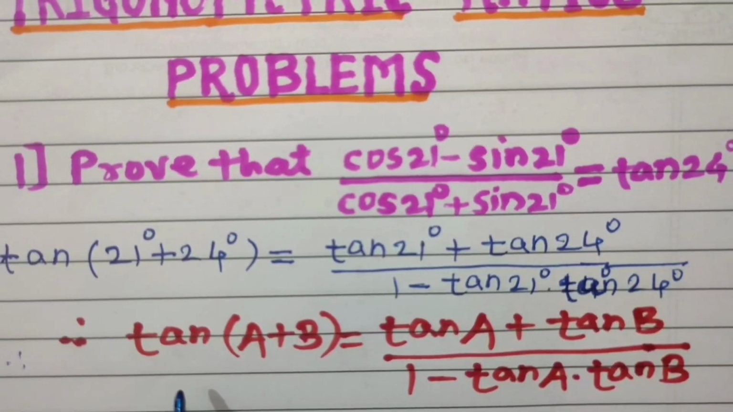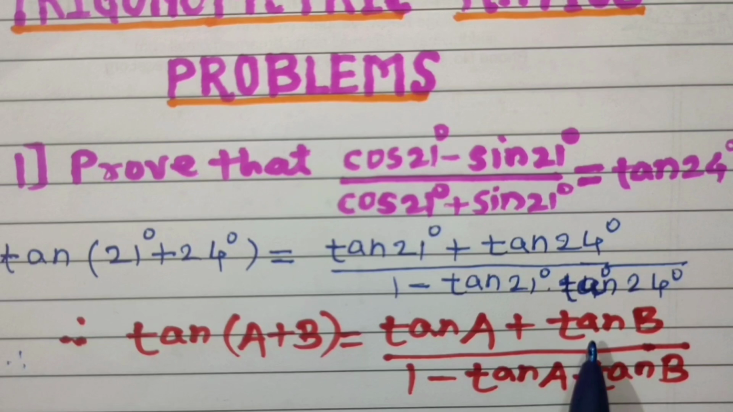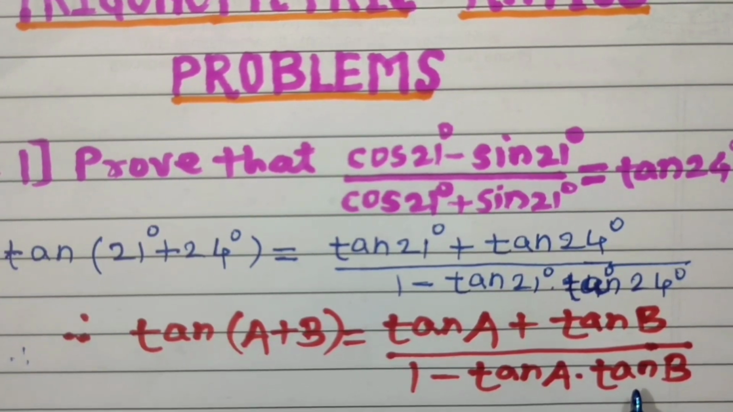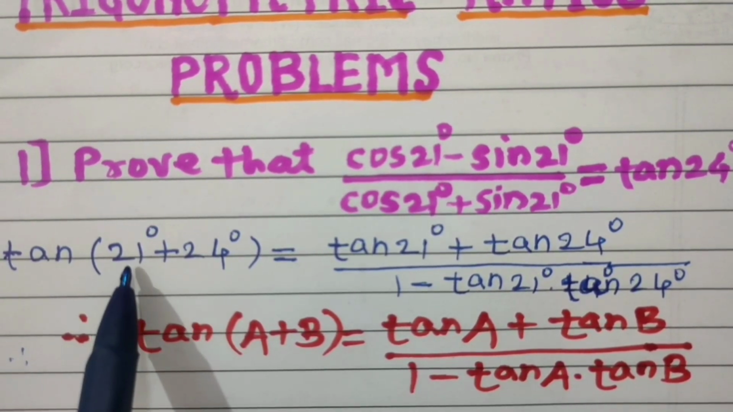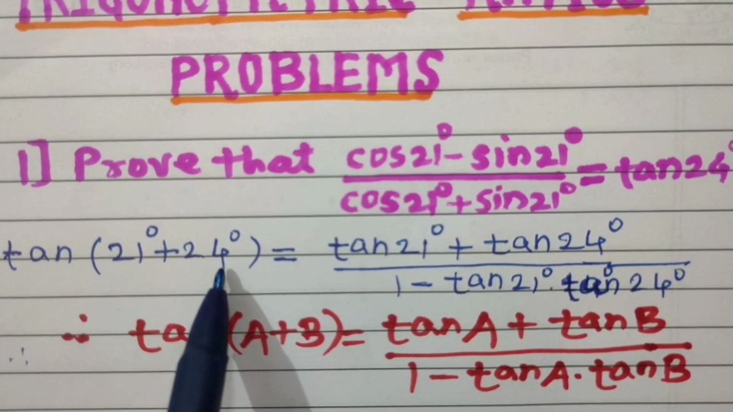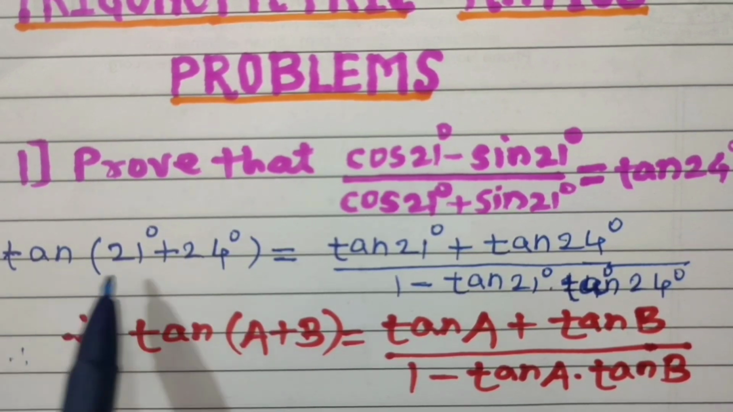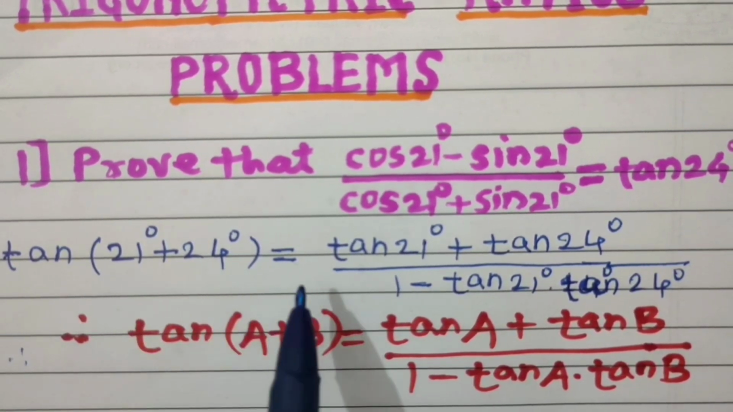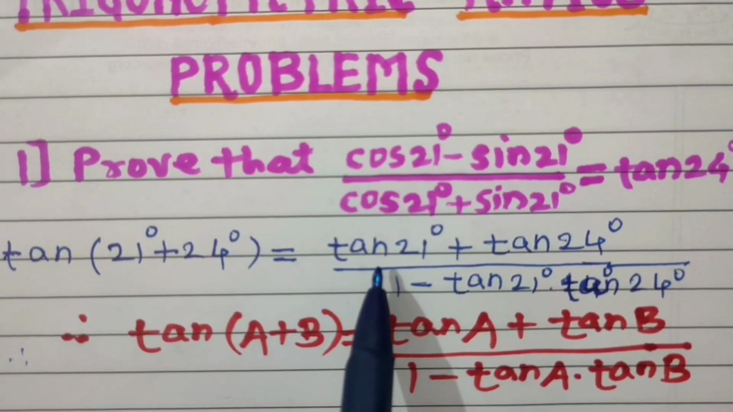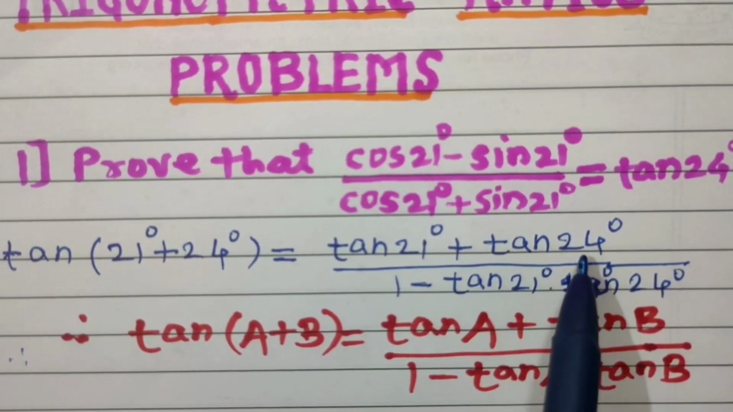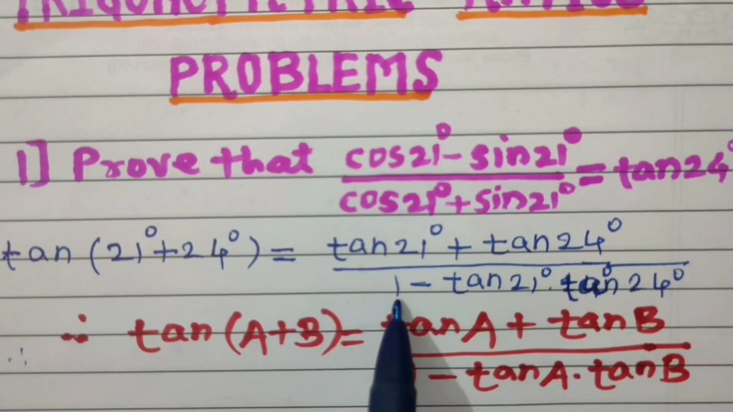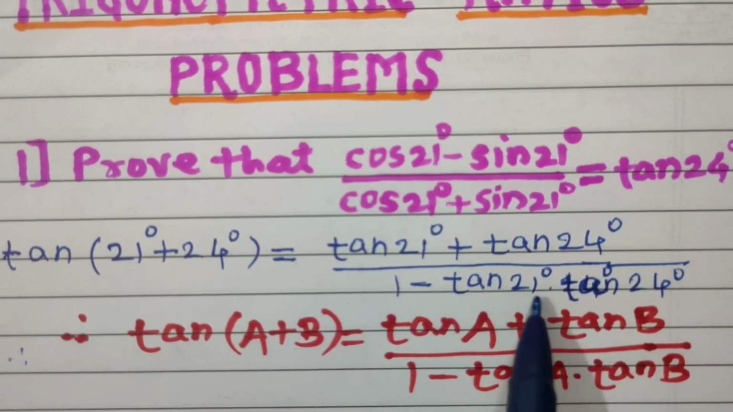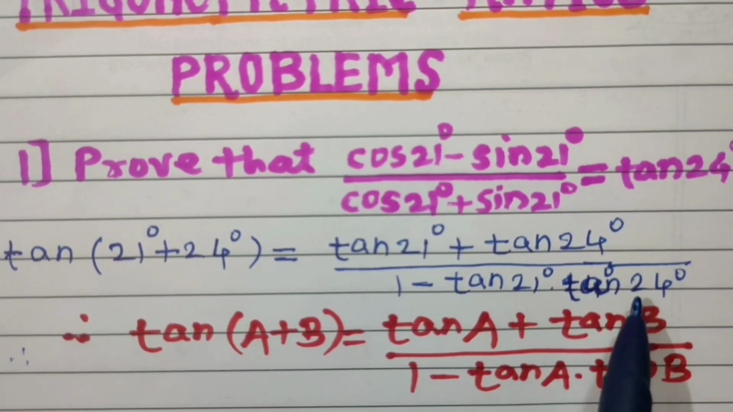Since we know this formula, tan of a plus b is equal to tan a plus tan b divided by 1 minus tan a into tan b. Okay, here we are considering a is 21 degree, b is 24 degree, then this becomes tan of a plus b, which is equal to tan of 21 degree plus tan of 24 degree divided by 1 minus tan of 21 degree into tan of 24 degree.